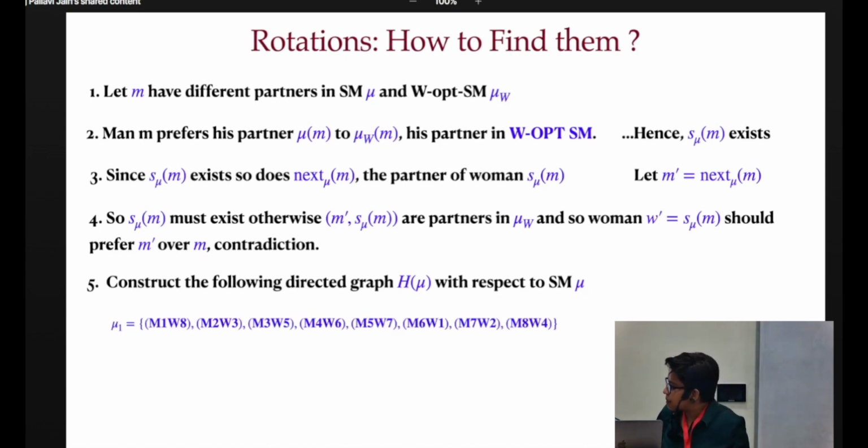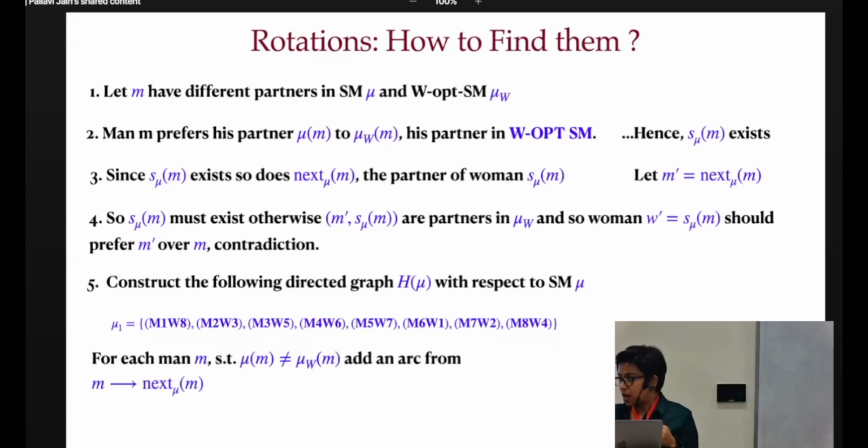So using this matching mu1, for all those men who have different partners in the current matching mu and the woman optimal matching, I basically give an arc from M to the next of M. So this is a simple enough directed graph. In this graph, I see if there is a cycle. Can you find the cycles in this directed graph? Anybody?